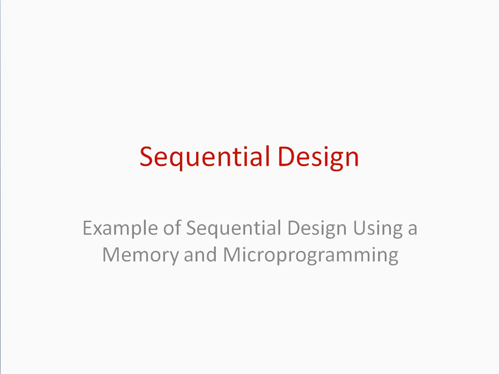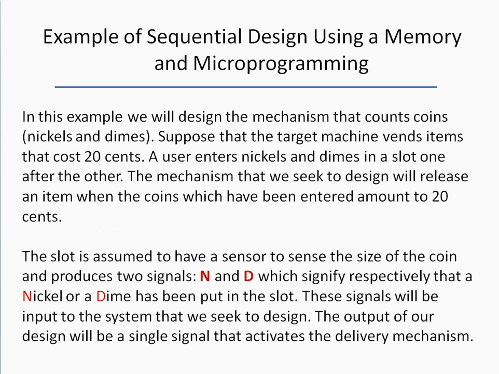This is an example of a sequential design using memory microprogramming. In this example, we're going to design a mechanism that counts coins, and we are assuming that they're going to be nickels and dimes. Now suppose that the target machine vends items that cost 20 cents.